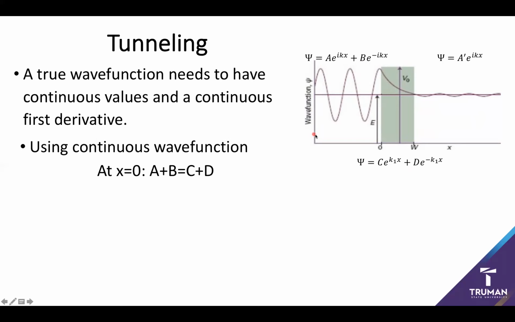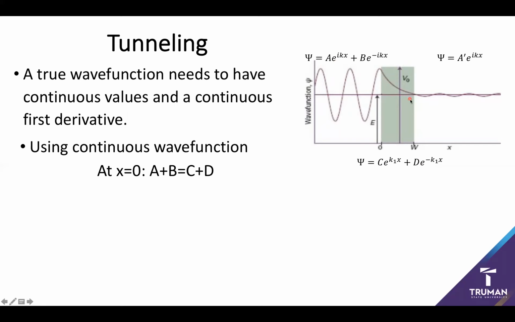So what we know is that at the start of the barrier, when x is 0, all of our exponentials go to 1. So what we find is that a plus b has to equal c plus d. That's just going to be the case. So this means that we've got a continuous move from here to here.